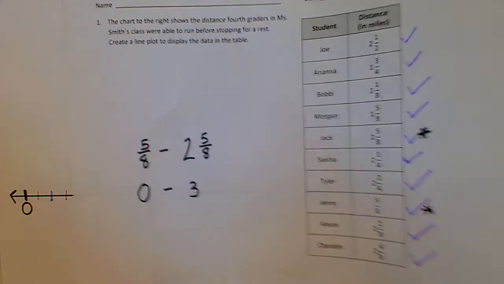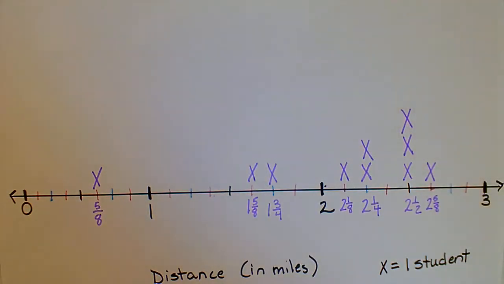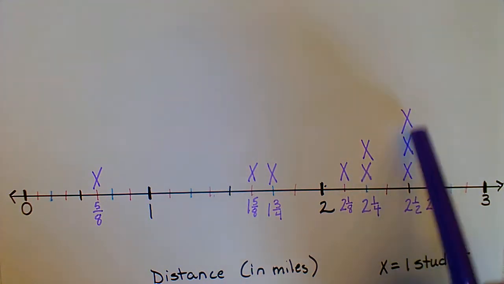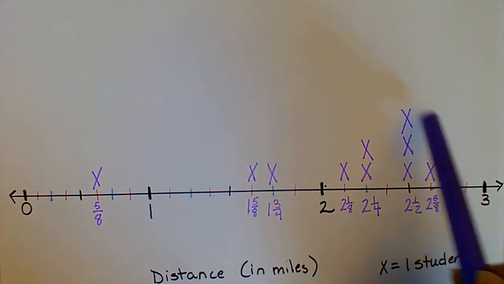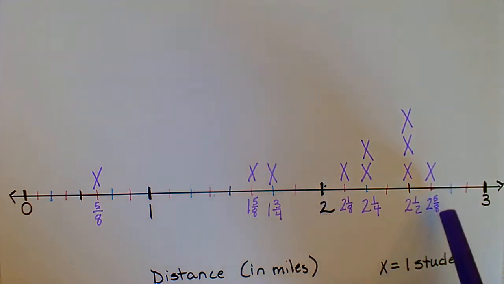And now for a few minutes, let's move away from the table altogether and let's take a look at our line plot. So now if you look at this, it's really easy to see that most kids were right around here in this area. We have 1, 2, 3, 4, 5, 6, 7 students right here, between like 2 and 5/8. That's where most kids, that's how far they were able to run before they needed a rest.